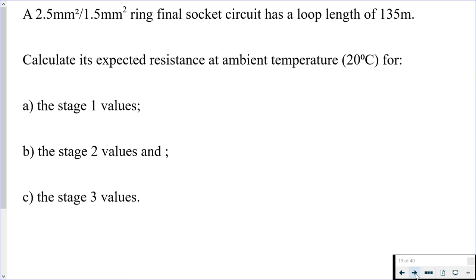When we move slightly away from that for double value calculations, so R1 plus Rn or R1 plus R2 calculations, is when we're dealing with a ring final socket circuit. In a ring final socket circuit, because it is in a ring, we have to approach it slightly differently. So you'll see here we have a 2.5mm squared line and neutral cable with a 1.5mm squared protective conductor on this ring final socket circuit.